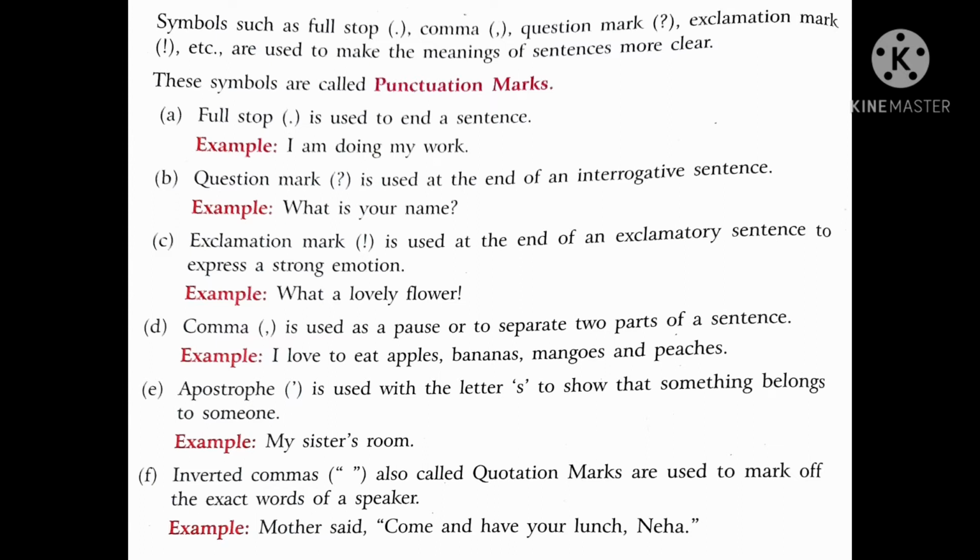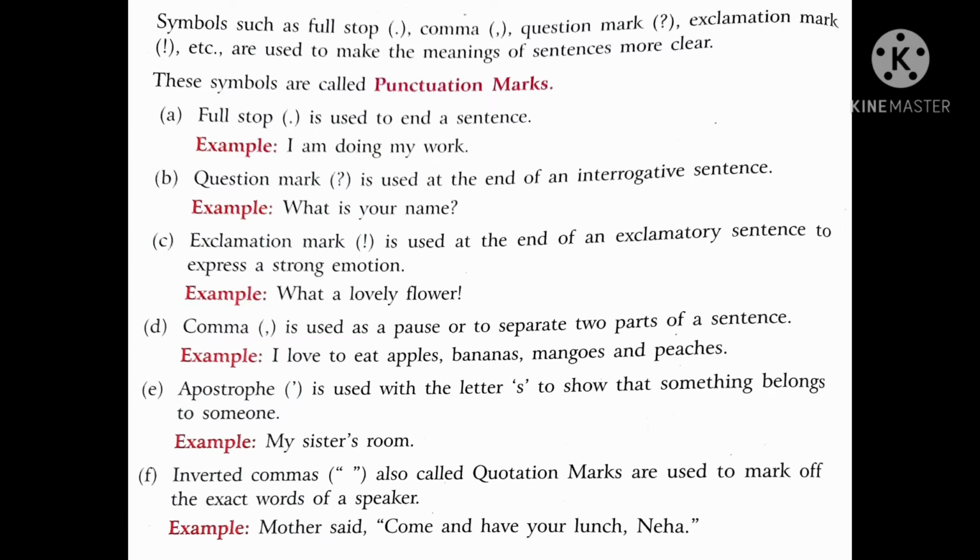Now next one is apostrophe. So you can see the sign of the apostrophe, how it is marked. It is used with the letter S to show that something belongs to someone. So in this we use an S letter word. For example, my sister's room. You can see apostrophe S in that.